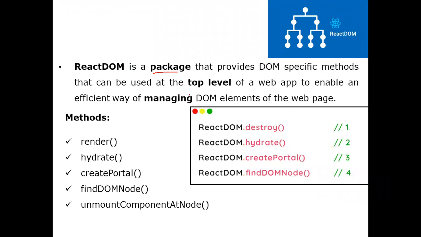It is normally used at the top level of your web application. For what purpose are you using React DOM? For managing the DOM elements. DOM elements are nothing but document object model elements. All HTML elements come under DOM elements, like paragraph, div, body, HTML, header, title, all. Some of the methods of React DOM, and the most useful one, is render. We also have hydrate, createPortal, findDOMNode, and unmountComponentAtNode. Out of all these methods, in this session we'll mainly focus on render with its example.